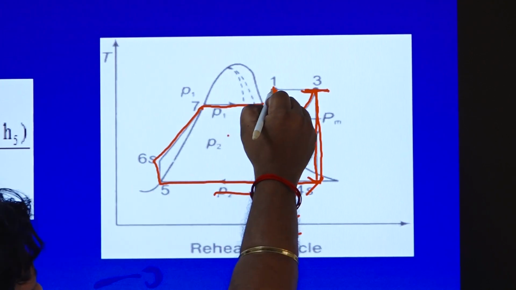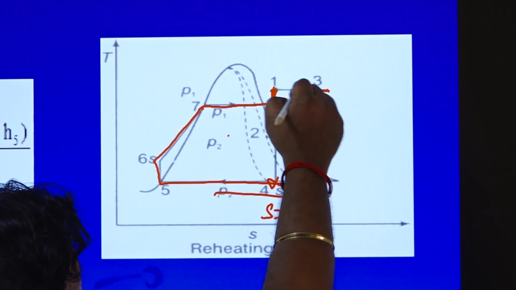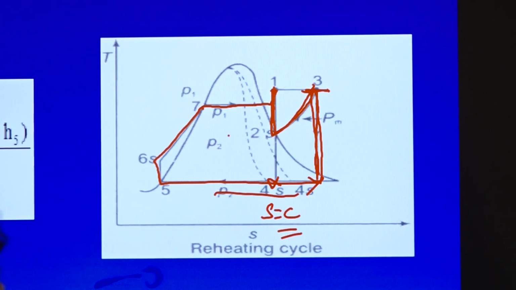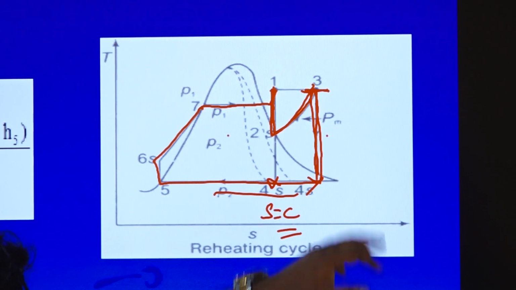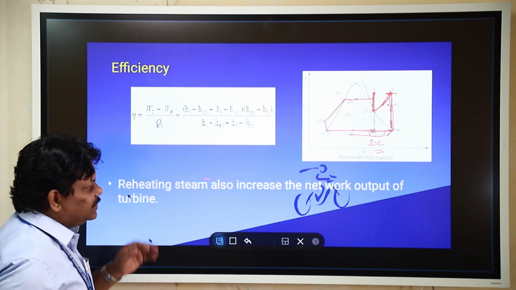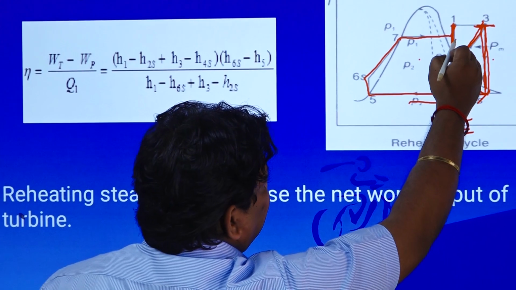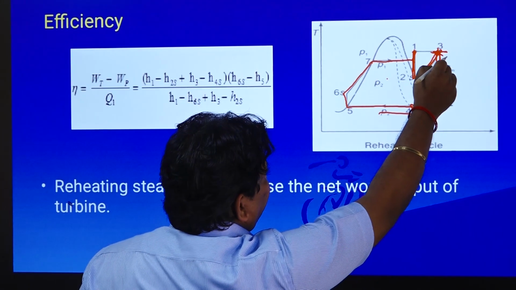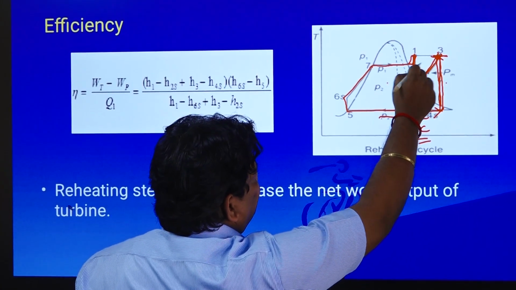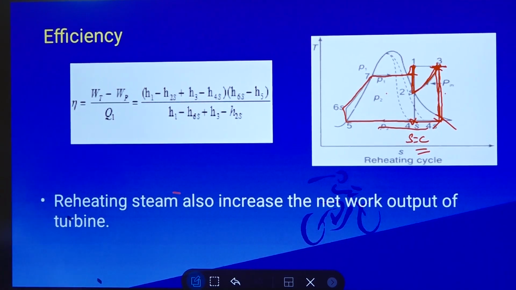So that means it reaches a certain point and once again it reaches the initial condition, and then you are expanding the steam in an isentropic process. Reheating steam also increases the net work output of the turbine. So from 1 to 4, you can see that the net work output increases.